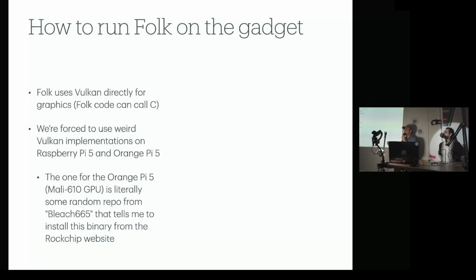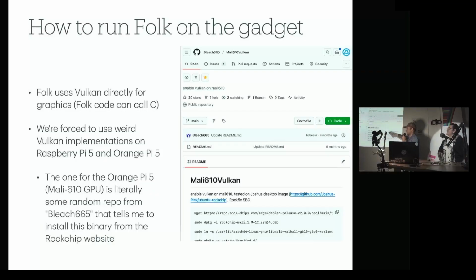The Raspberry Pi 5 and Orange Pi 5 both have kind of weird Vulkan implementations. The Orange Pi actually probably has a better Vulkan implementation than the Raspberry Pi, to be honest. But there's this random repo on GitHub that's just like, here's how you do it. You download this file from Rockchip and install it, and then you have Vulkan. I don't know whether to trust that, but it works pretty well.